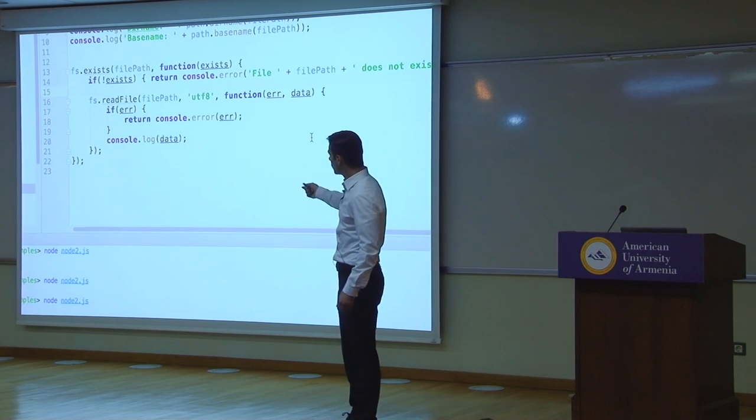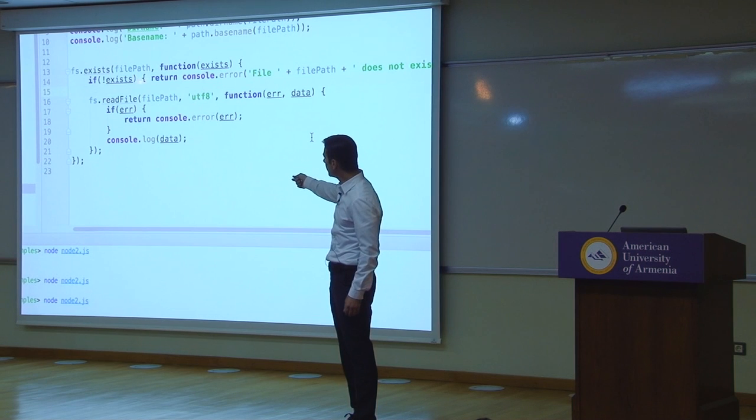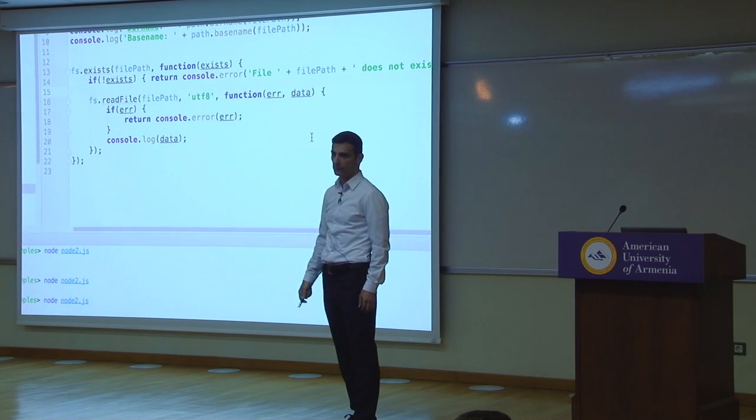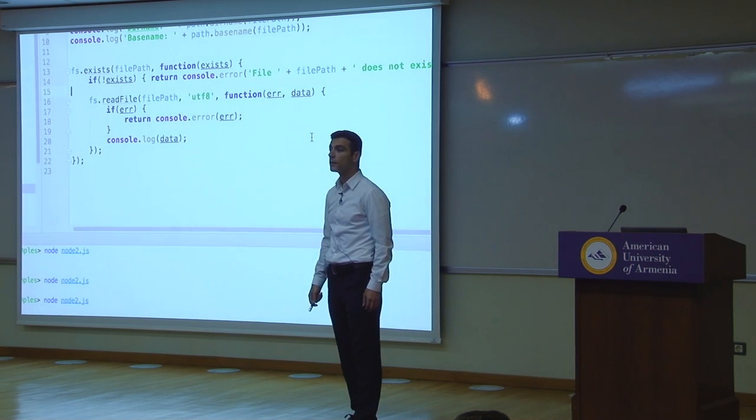Okay? So again, this part, all it's saying is, let's read from this path using this encoding. If there's an error, tell me. If there's no error, give me the data. And then we're logging that data. Simple. Okay, yes.